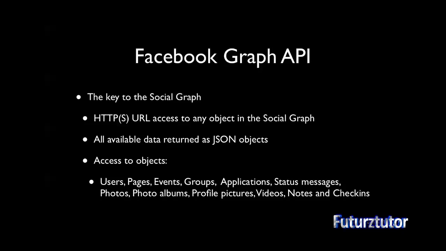The Facebook Graph API is truly the key to the social graph. Through it, we are provided with HTTP or HTTPS URL access to any object within the graph. All data available for that object is returned as a JSON object, and the objects within the graph, which we can query through the Facebook Graph API, are, for example, users, pages, events, groups, applications, status messages, photos, photo albums, profile pictures, videos, notes, and check-ins. Objects within the graph can be referenced by ID, or in the case of some objects, such as people, they can be referenced by name.